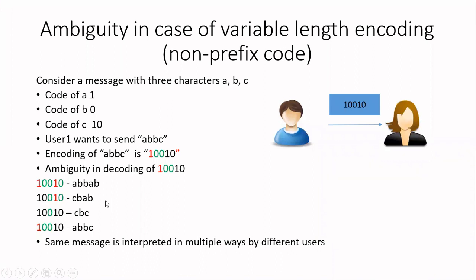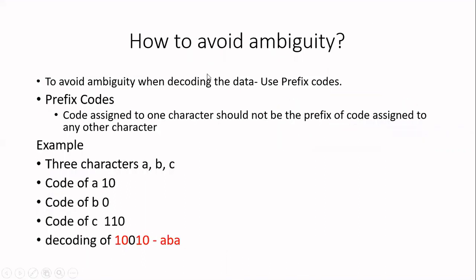So the problem we have now is that the same message can be interpreted in multiple ways by different users. Even the same user can interpret it in many ways. So why are we having this problem? Let us see how to avoid this problem. To avoid this problem, we have to use something known as prefix code. Let us first understand the disadvantage in the previous approach, then we will come to prefix code.